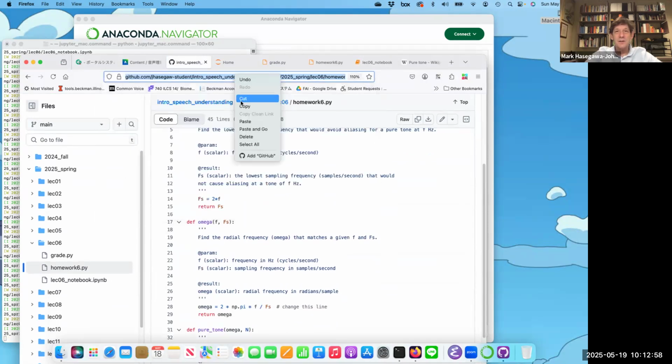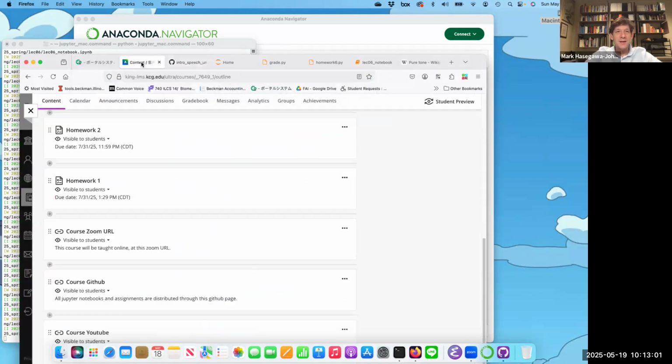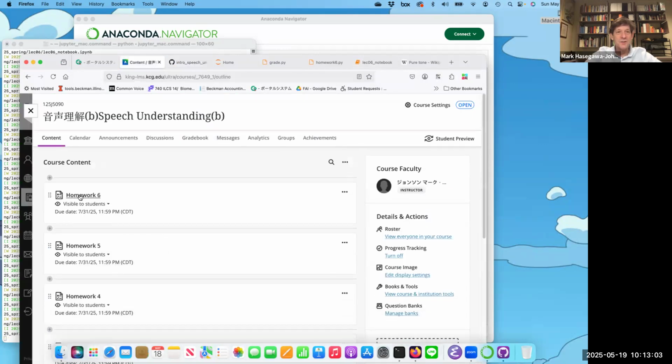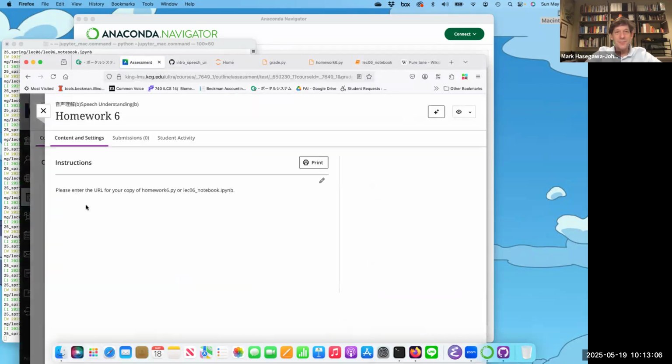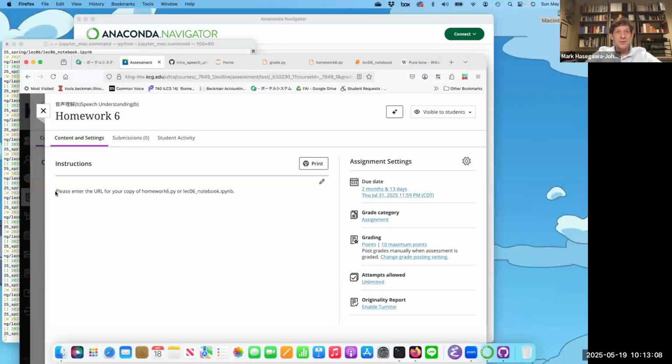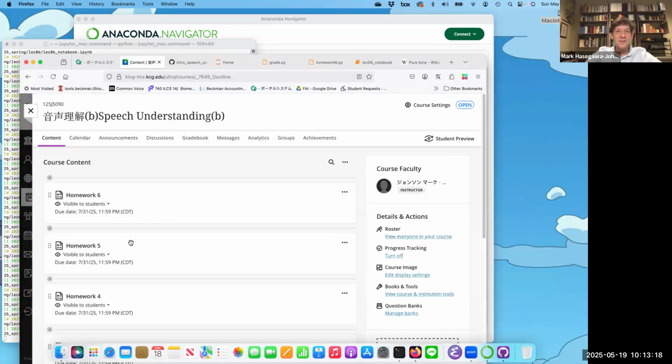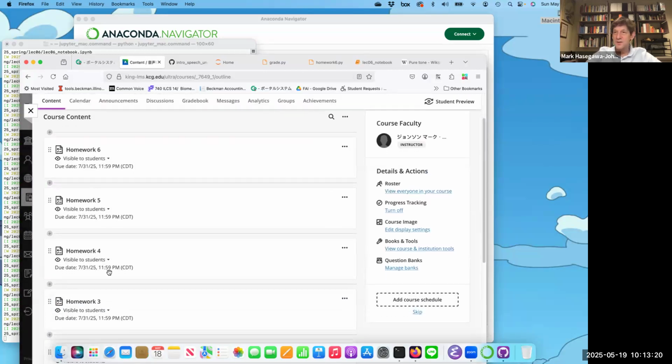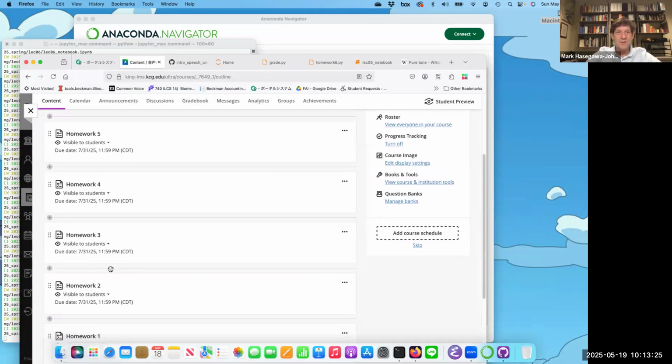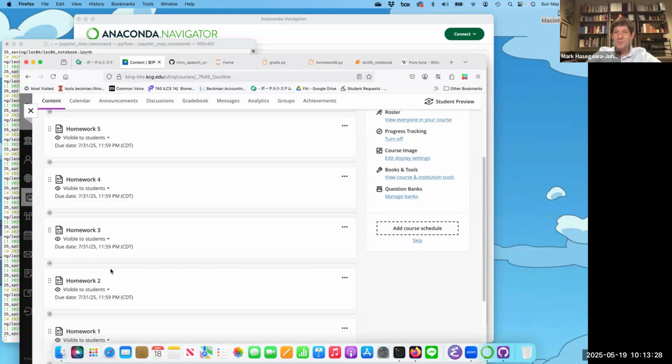So I can copy that URL and go to the home content for this course, homework 6, and then I can just enter the URL here. Because I'm the instructor, I don't have a place to write the URL, but you should have a place where you can write the URL. So please do homework 6 and also catch up on all of the other homeworks. I think most of you have not yet done all of the other 5 homeworks. There's going to be a new homework every week, so please catch up. It will be easier if you keep up while we're working on it.